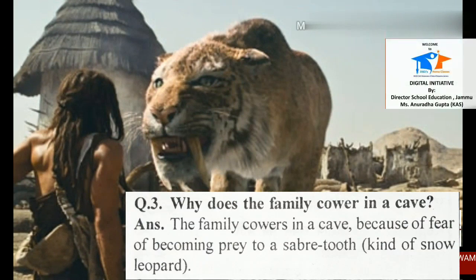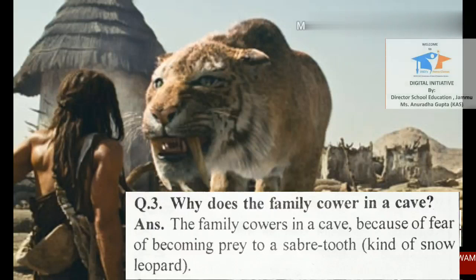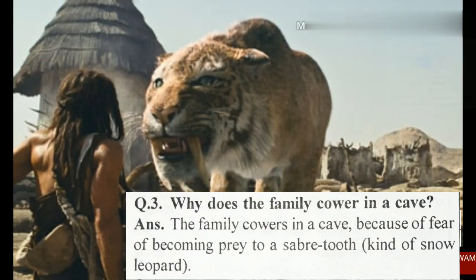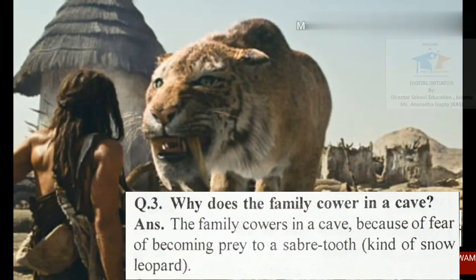This is question number 3. Why does the family cower in a cave? The family cowers in a cave because of the fear of becoming prey to a saber tooth, a kind of snow leopard. You can also call it a white cat. The family fears that they will become prey to this wild animal.